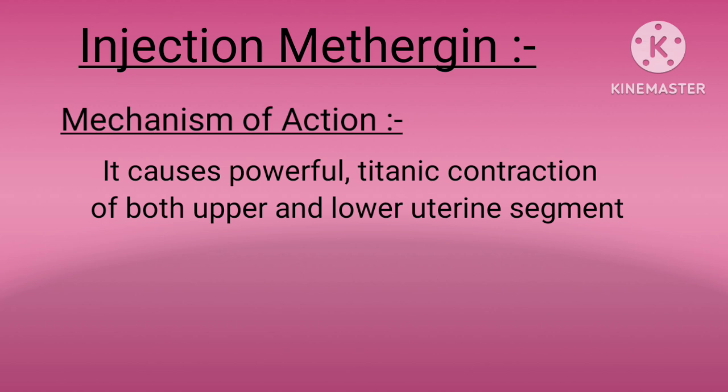So here the mode of action is that ergometrine acts directly on the myometrium. It excites uterine contractions which come so frequently one after another with increasing intensity that the uterus passes into a state of spasm without any relaxation in between. Mechanism of action: it causes powerful tetanic contraction of both upper and lower uterine segments.